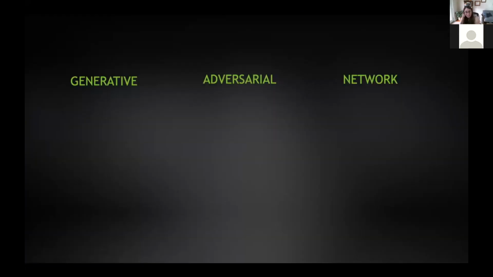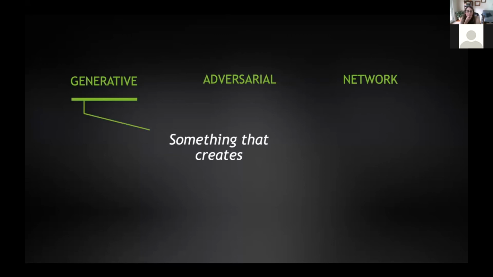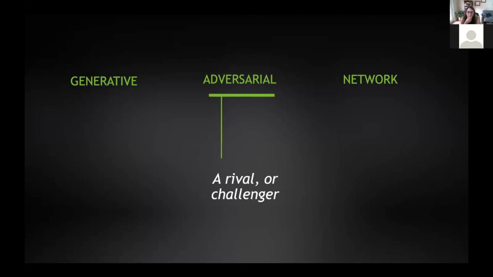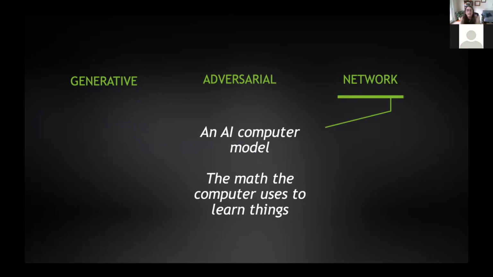All right, so let's break it down. We can maybe know what these words mean. Generative adversarial network. If we just look at the word generative, that kind of means something that creates. It's generating something, a generator. Adversarial usually means a rival or a challenger. And then network, as we just learned, is a computer model used in AI. It's basically the math that the computer uses to learn things from data. So we have a computer AI model that creates things and has some type of adversary or adversarial component, some sort of rival. So let's break this down.